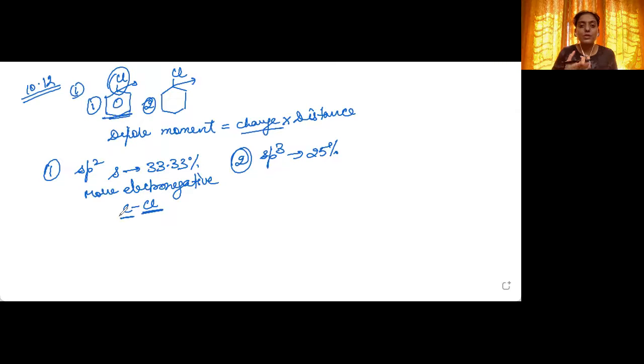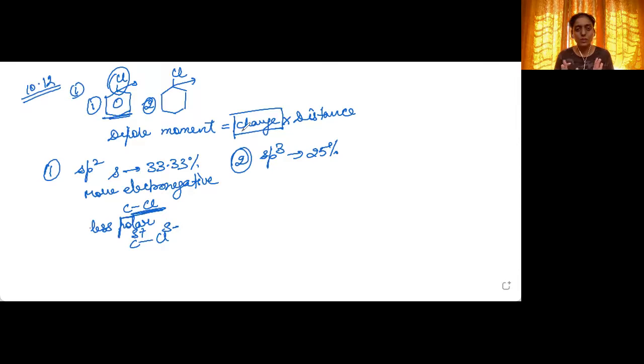Chlorine will not be able to attract the shared pair of electrons towards itself to the same extent as in the case of a less electronegative carbon atom. The extent to which the chlorine atom attracts the shared pair of electrons towards itself will decrease. If it is decreasing, this means the polarity decreases. So the carbon-chlorine bond in chlorobenzene will be less polar. If polarity is lesser, the charge will be less. The partial positive charge on the carbon atom and the partial negative charge on the chlorine atom will be lesser. If the charge is lesser, the dipole moment is less.